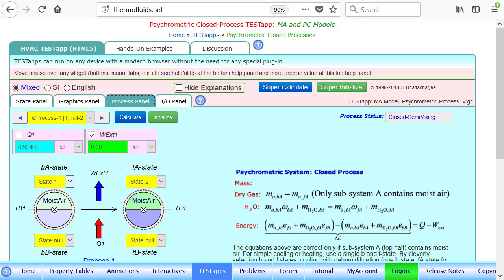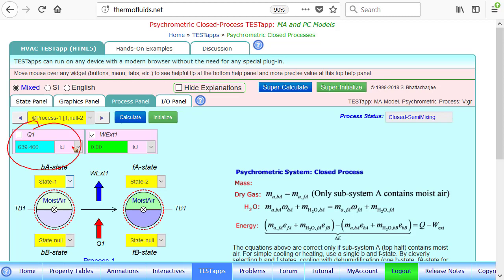It is designed in the fashion that if you had 2 different tanks of moist air connected, then you could have 2 subsystems. Anyway, we don't have subsystems in this problem. State 1 to state 2, and there is no external work transfer. A calculate produces heat transfer in kilojoules. You can convert the unit to any other unit you want.